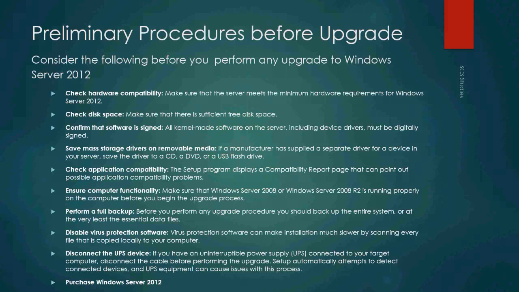The next part is to confirm the software is signed. That means all the kernel mode software on the server. If you have a Windows Server 2008 R2 edition where you want to perform the in-place upgrade, before upgrading you have to make sure that all kernel mode software is signed, including the device drivers, which have to be signed by the OEM.